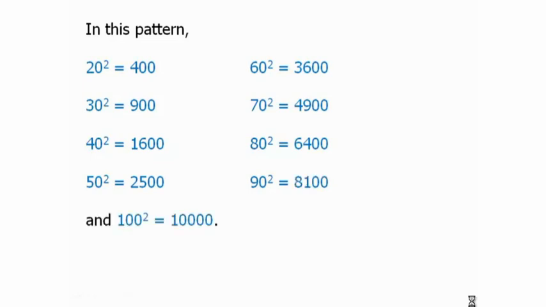And finally, 100 squared is 10,000. 2 zeros times 2 zeros gives us 4 zeros. That's how you multiply powers of 10. So all of these numbers should be very easy to find, and you should not need a calculator. You should be able to find these in your head very quickly.